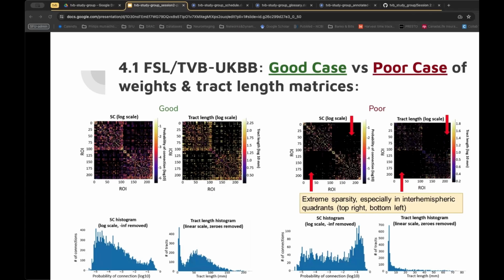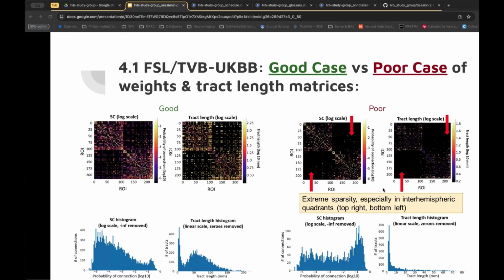We have our good matrices on the left and a poor case on the right. The matrix shows the probability of connections between our regions of interest in the brain, and it's displayed in a logarithmic scale. Below, for each respective matrix, we have a histogram of the connections. We also have our tract length matrices, which show the length of tracts that connect the various ROIs. And in our poor case on the right, we can see that it's extremely sparse.